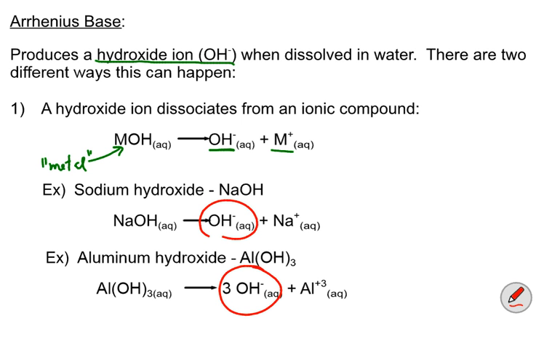And that is your definition of a base: something that will make hydroxide ions when it dissociates. Notice again, when we're writing up the dissociation equations, it's important to know the ratio between the base that you start with and the hydroxide ions on your product side. So in the sodium hydroxide example, my ratio is 1:1. In the aluminum hydroxide example, my ratio is 1:3.